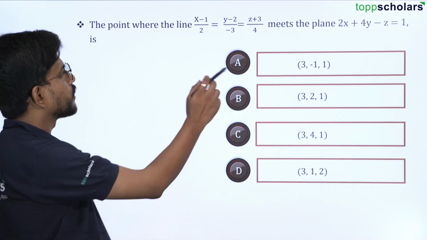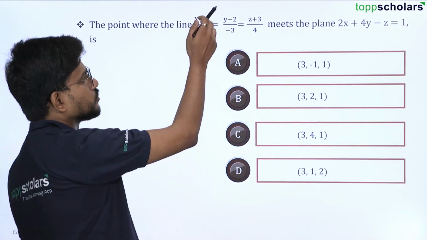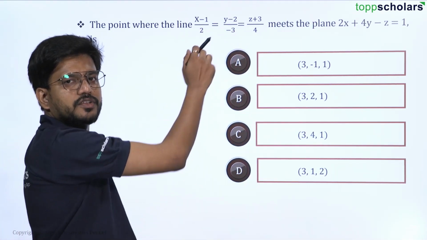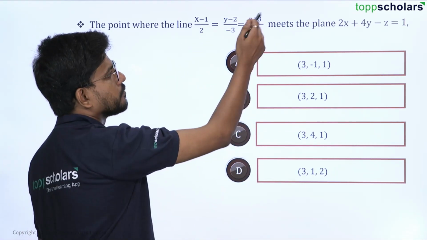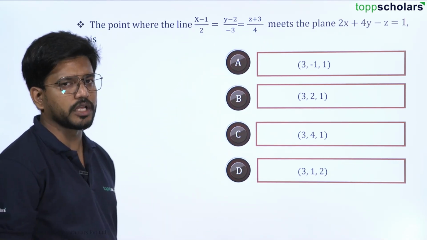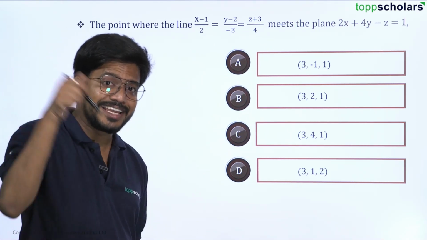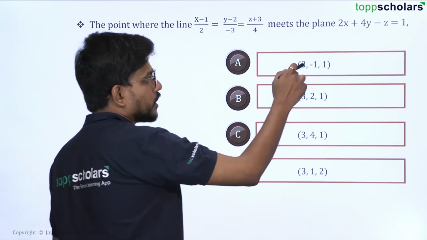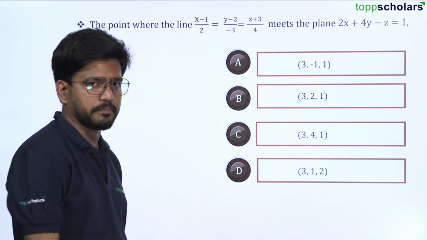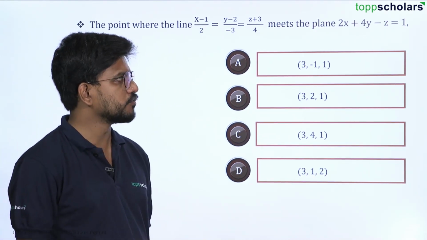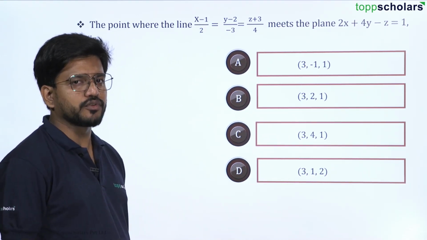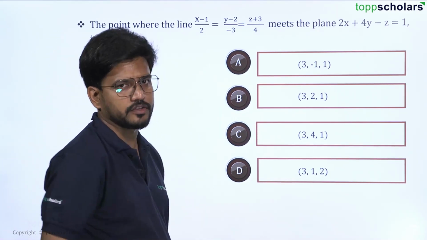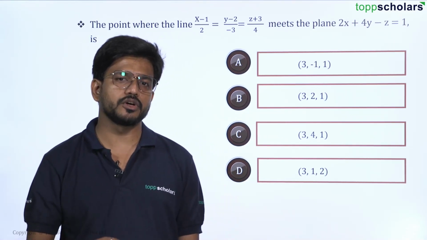Let me see. If I put down the value of x as 3, 3 minus 1 is 2, 2 by 2 is 1, right. Then minus 1 minus 2 is minus 3, by minus 3 is 1, right. And then 1 plus 3 is 4, 4 by 4 is 1, right. That means this particular point lies on the line, but whether it lies on the plane or not, we'll have to check. Now put this value in the LHS of the plane. 2 into 3 is 6, 4 into minus 1 is minus 4, 6 minus 4 is 2, 2 minus 1 is 1. Yes, so A has to be the correct answer because it satisfied the plane also, and the line also.